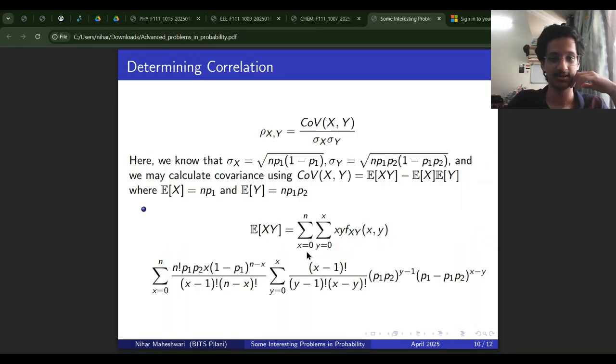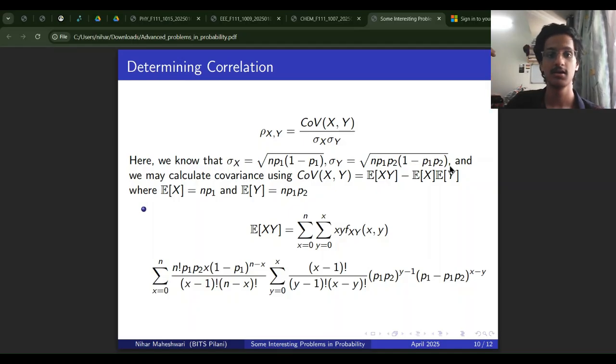All right, cool. So, determining correlation. I think I've not written anything particularly difficult on this slide. I have the coefficient definition over here, which is that rho of X comma Y is covariance divided by sigma X sigma Y, where sigma X and sigma Y denote the standard deviations of the marginal PMFs of X and Y respectively. We know that sigma X will be the square root of n p1 times (1 minus p1) because it's binomially distributed with parameters n and p1. Similarly, Y will also be the same thing, n p1 p2 times (1 minus p1 p2), because it has parameters p1 p2 and n.